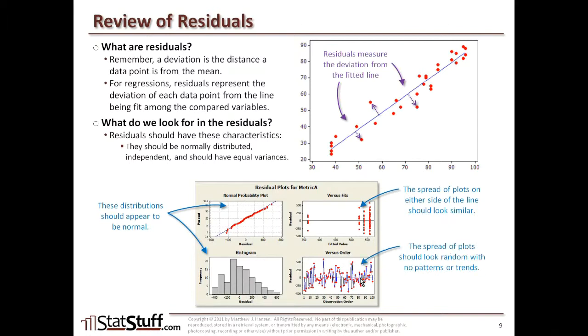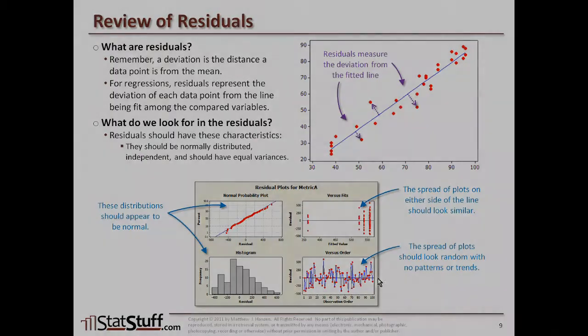And also we look over here for the spread of the plots. They should look random, like there's no pattern or trend among them. And it looks like, according to this, there isn't much of a trend at all. They seem to be well distributed across this and very random.